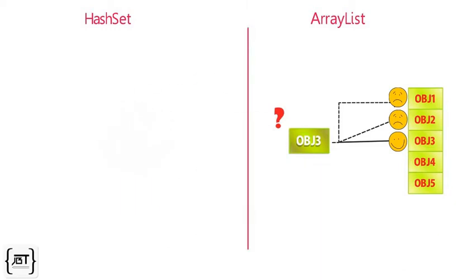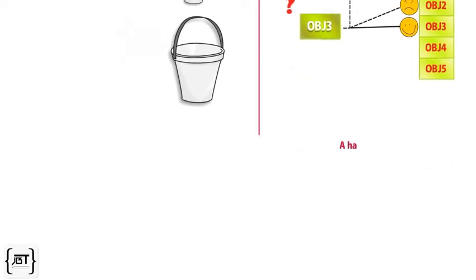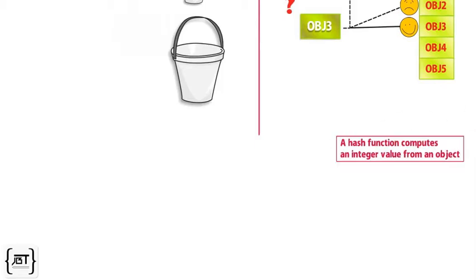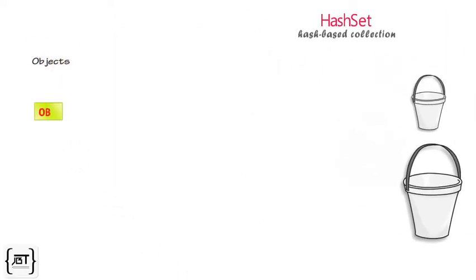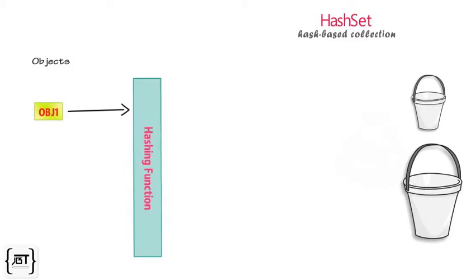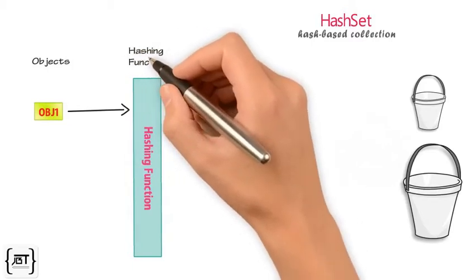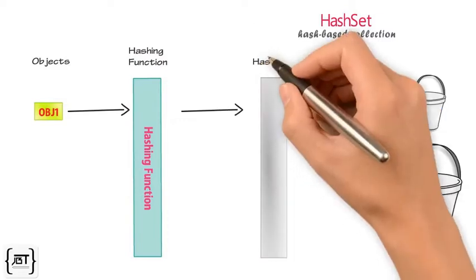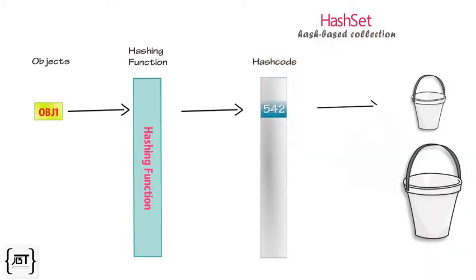Hash set is a hash-based collection that stores elements in so-called buckets. A hashing function is used to compute an integer value called the hash code for an object. A hash set has a fixed number of buckets. When we try to put an object in the hash set, it computes the hash code of the object using the hashing function. Suppose the hash code is 542. This puts the object into a bucket and marks the bucket with 542.